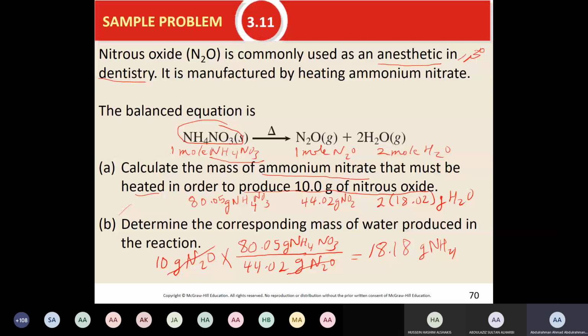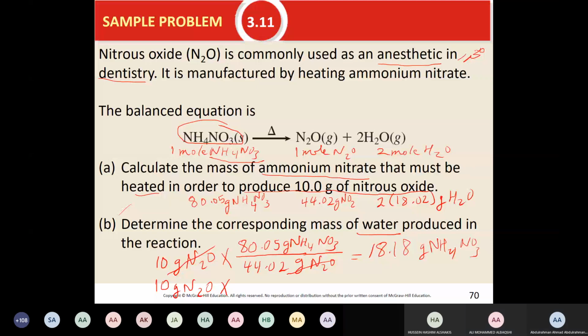Now read the other one. Determine the corresponding mass of water produced by the reaction. How much water will be produced? What should I do? Again, the same reaction. Where should I start? I still have 10 grams N2O. How much water will be produced at the same time with it? What should I do?